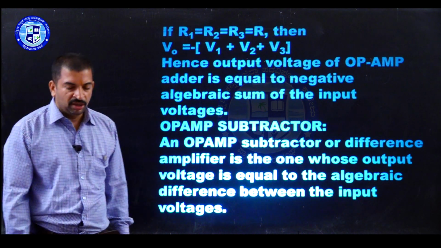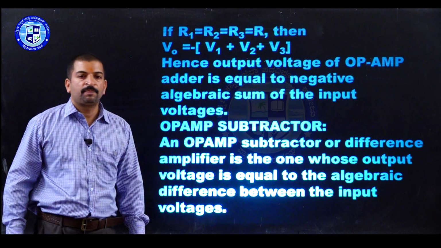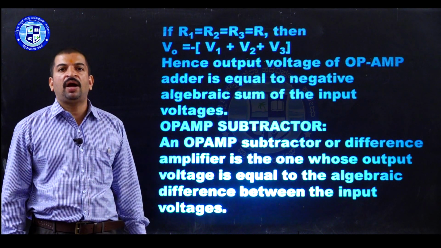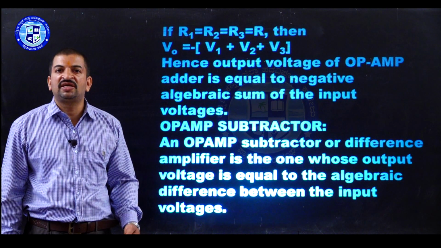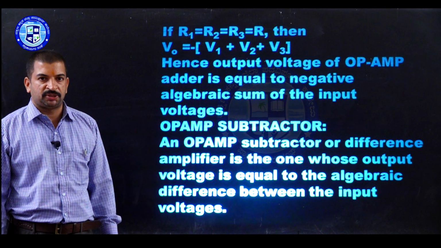The next is the op-amp subtractor or the difference amplifier. The op-amp subtractor, or difference amplifier, is the one whose output voltage is equal to the algebraic difference between the input voltages.